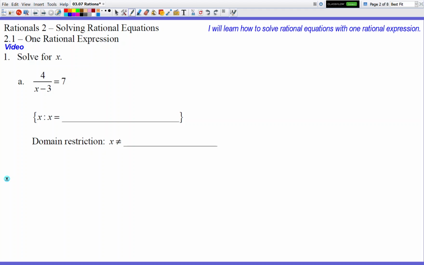Hello and welcome to Rationals 2.1, one rational expression. Okay, so today we're going to solve for x, and we're going to use some of the things that we've been doing in the previous couple of lessons, like matching the denominators, except this time when we match denominators, it is not going to be for the purpose of adding or subtracting fractions.